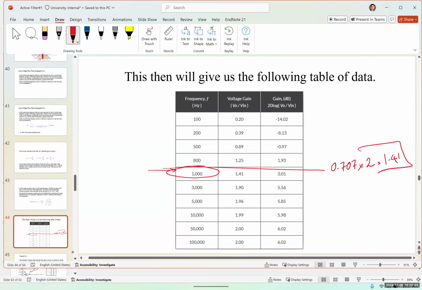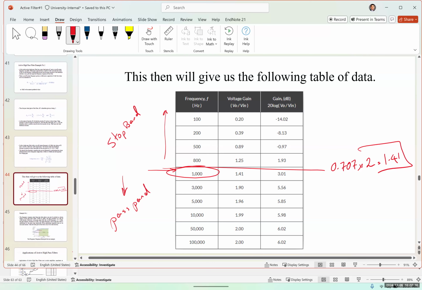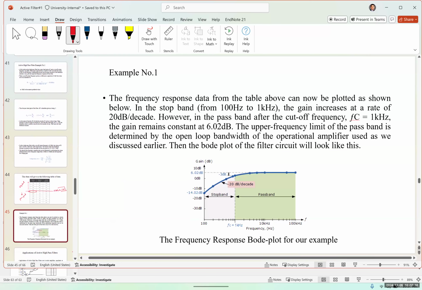So this frequency is going to be the cutoff frequency. Anything below this is going to be our stop band. Anything above this is going to be our pass band. So if we draw the frequency response, it's going to look like this. So this is just for up to 100 hertz. Obviously, if you go down to 0 hertz, it's going to just continue getting down to 0. This should be around maybe even 10 hertz or something like that.